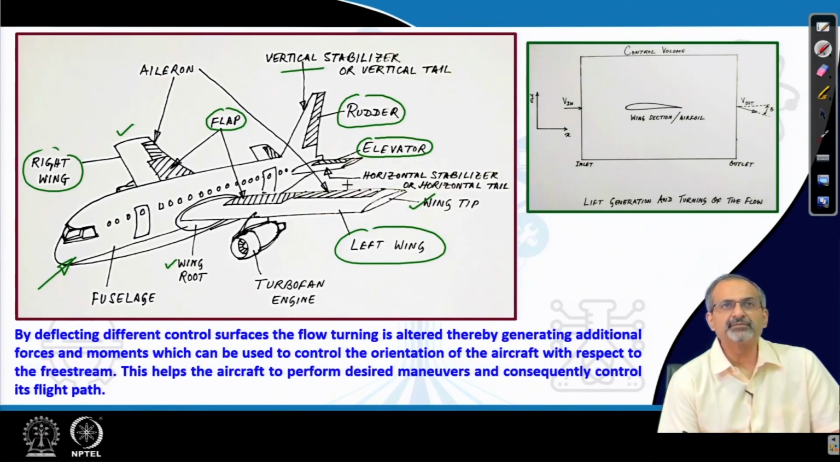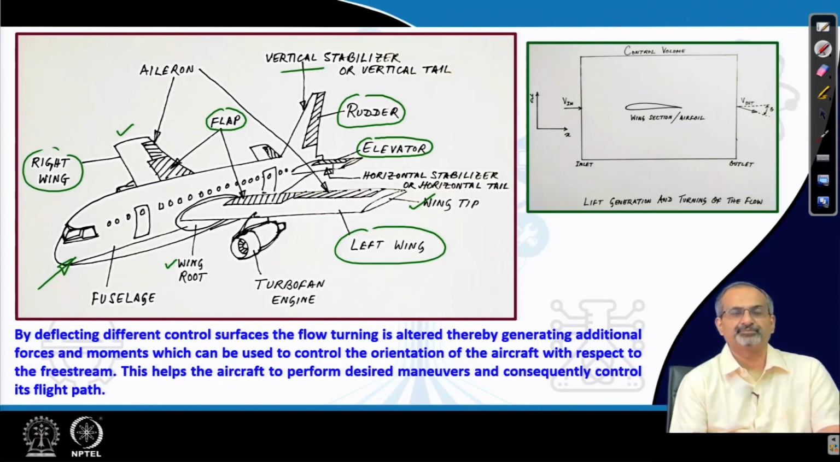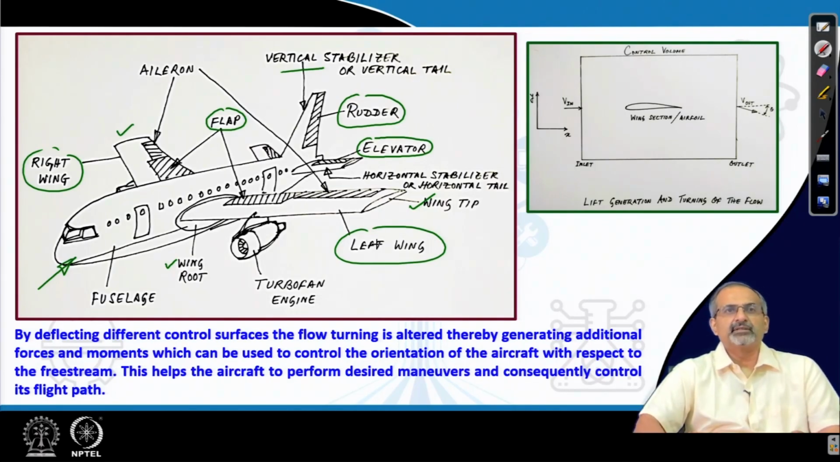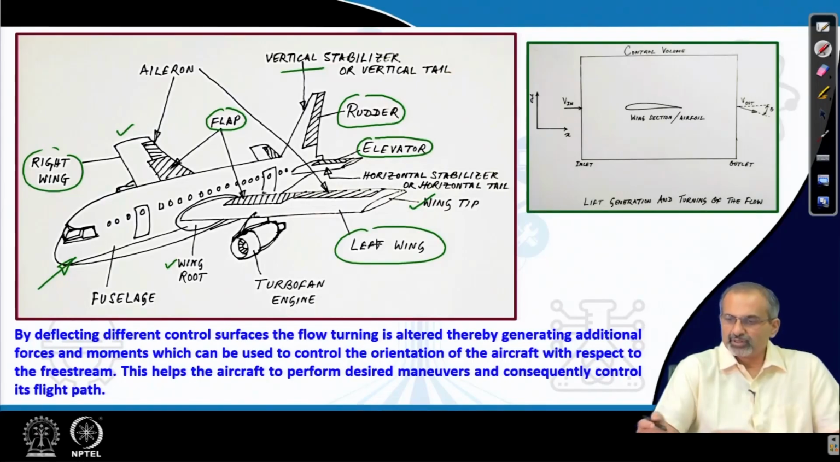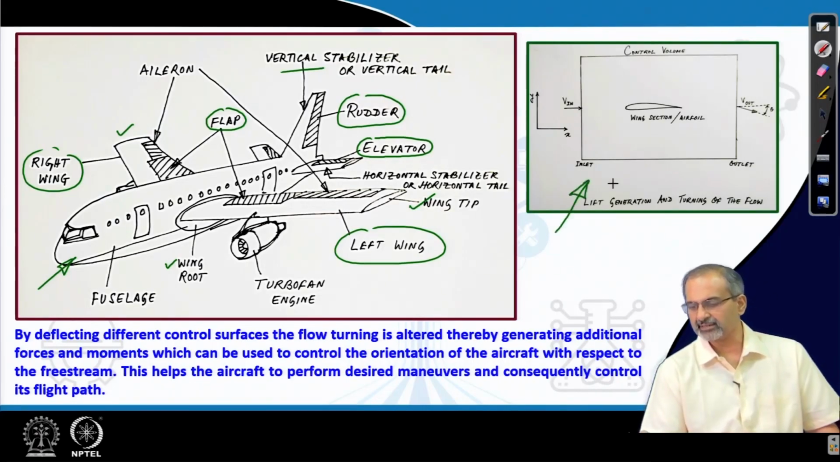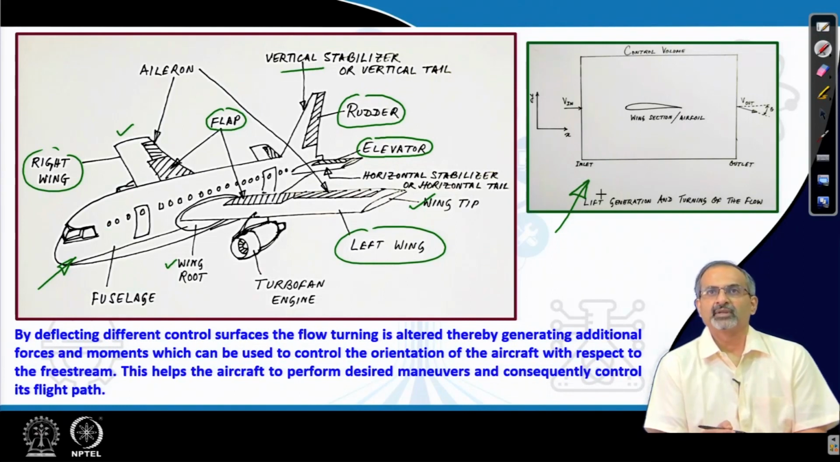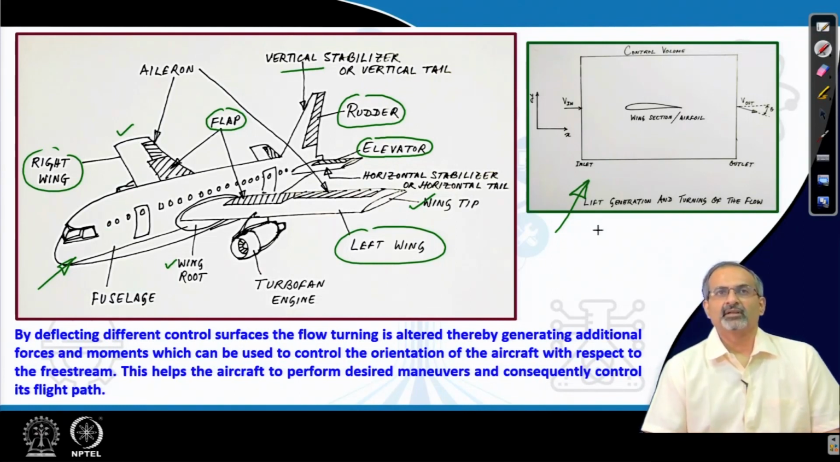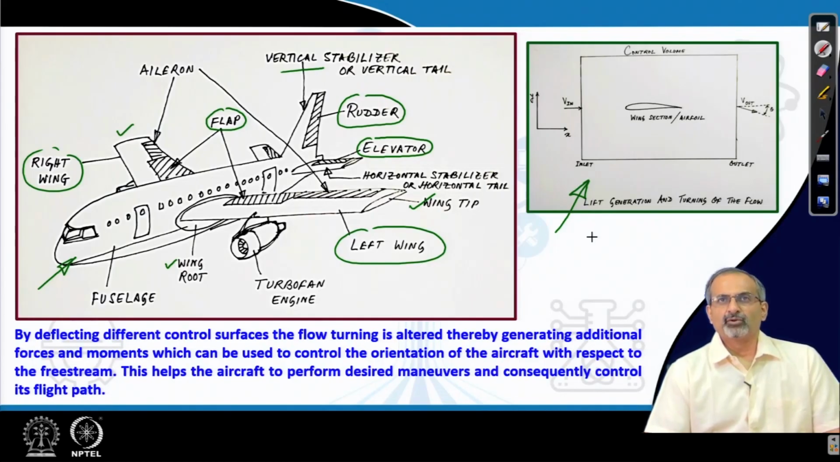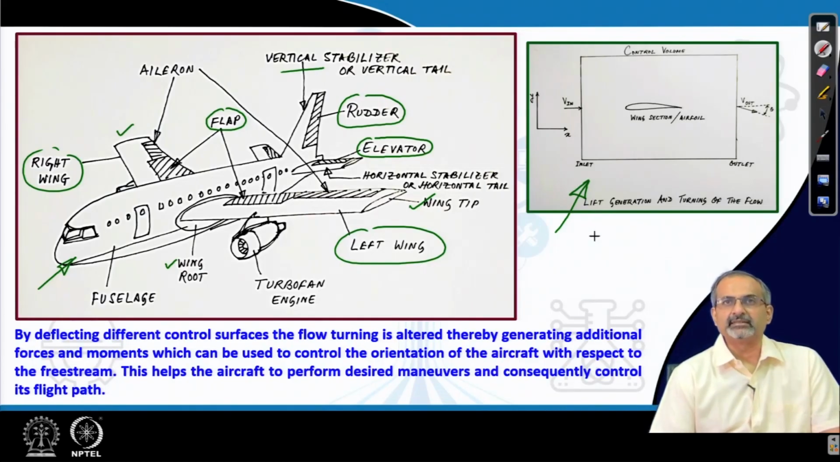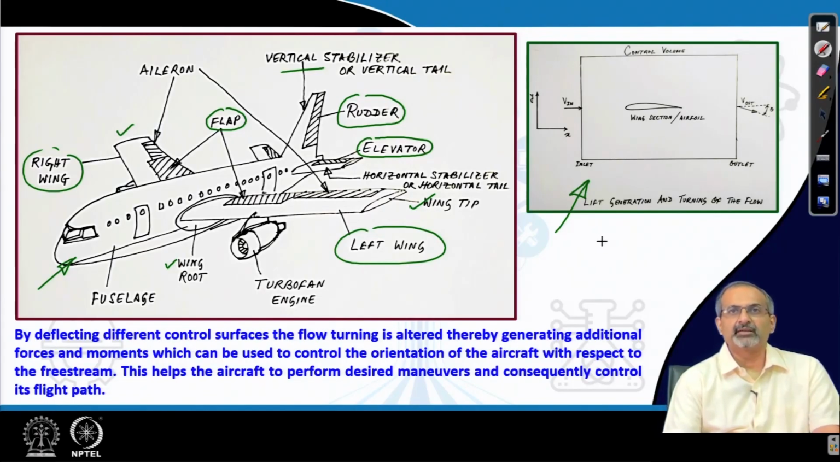Now, as is evident, these different surfaces can be controlled by the pilots. They could be tilted, they could be deflected. So, by deflecting these different control surfaces, what the pilot achieves is flow turning. We have looked at the flow turning example in an earlier lecture. We said that lift generation is dependent on turning of the flow. Therefore, the moment you turn the flow, you have the forces and moments changing on the section that you are tilting. So, these different sections can be tilted or deflected, and thereby you could enable flow turning.